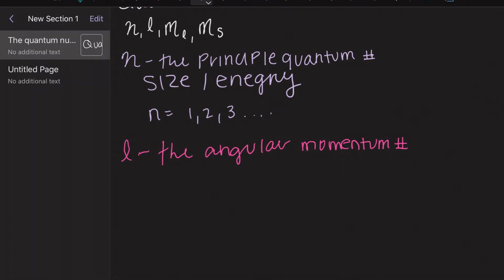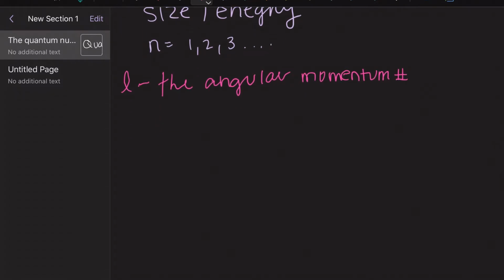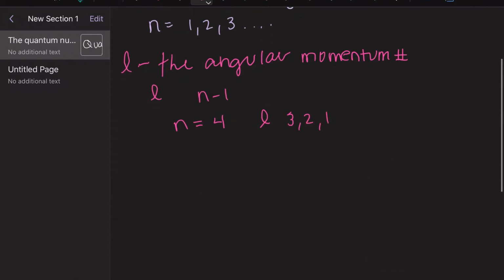After n, we consider L, the angular momentum number. The angular momentum number is a number that tells us the shape of the orbital. And we keep in mind right now that the orbital is where the electrons are, or the shape of where we expect the electrons to be sitting. So we start with n, the size and energy, and then we get L, the angular momentum number, or the shape. And L can be any number that is n minus 1. So if n equals 4, then L can be 3, 2, or 1.